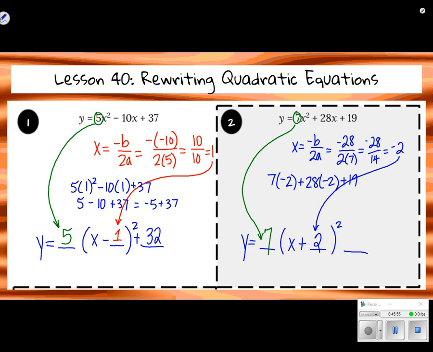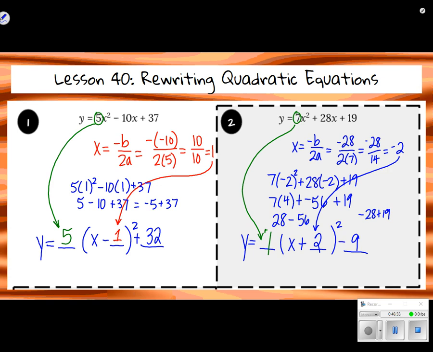So this is probably the hardest part. I forgot my squared. Try again, come on. Okay, here we go. So 7 times 4 plus negative 56 plus 19. That's 28 minus 56, which is a negative 28. Negative 28 plus 19 is, is that a 9? I think it's a negative 9.